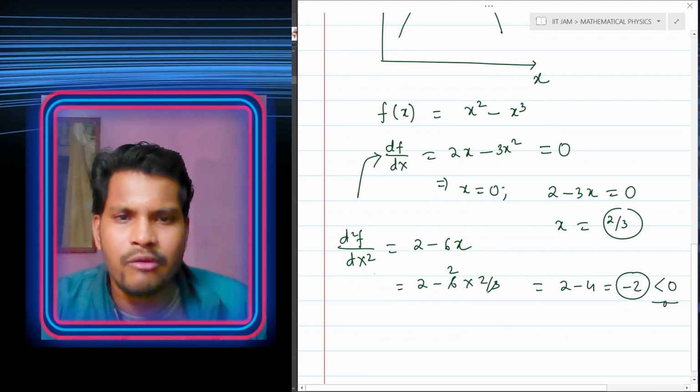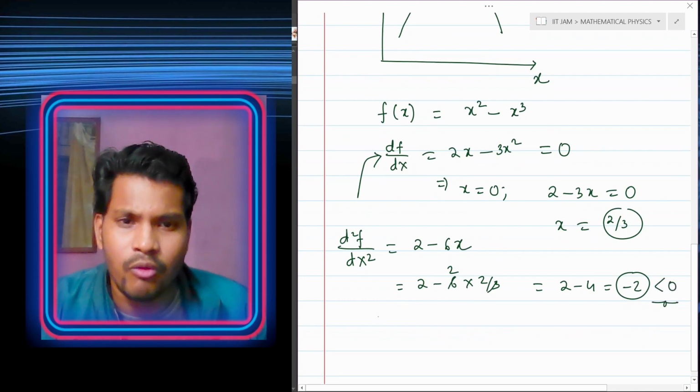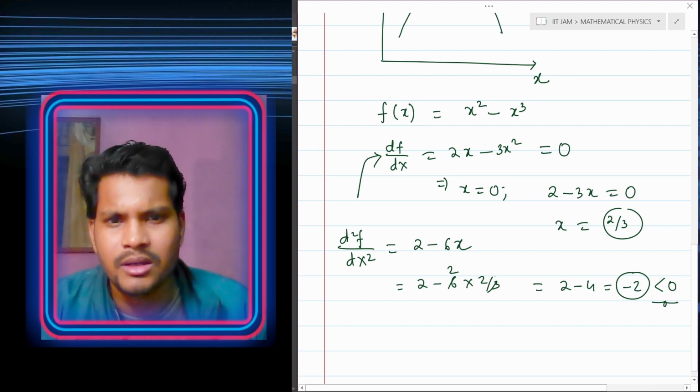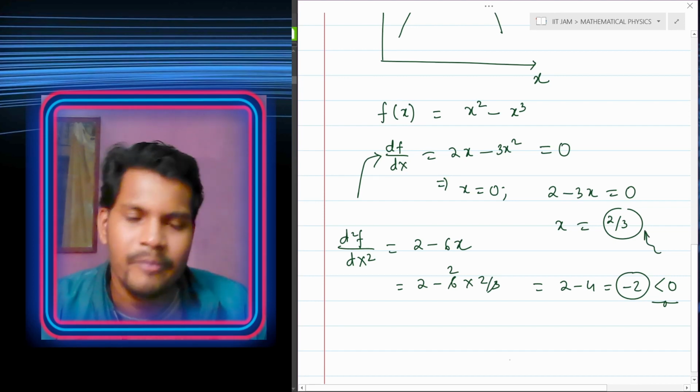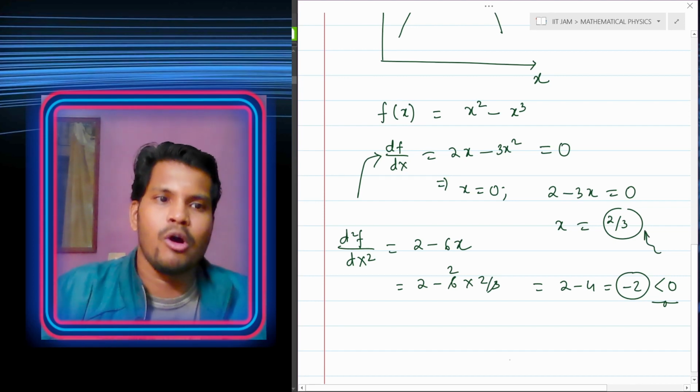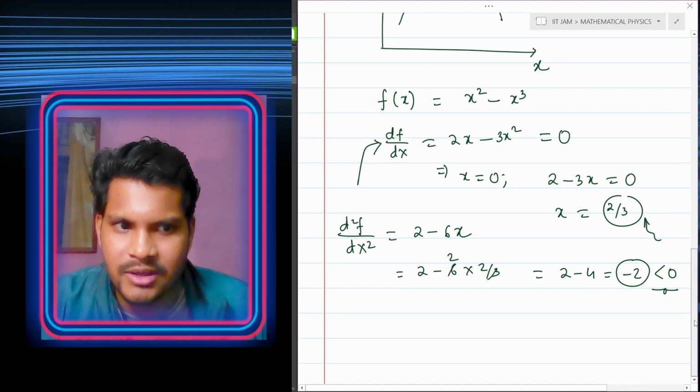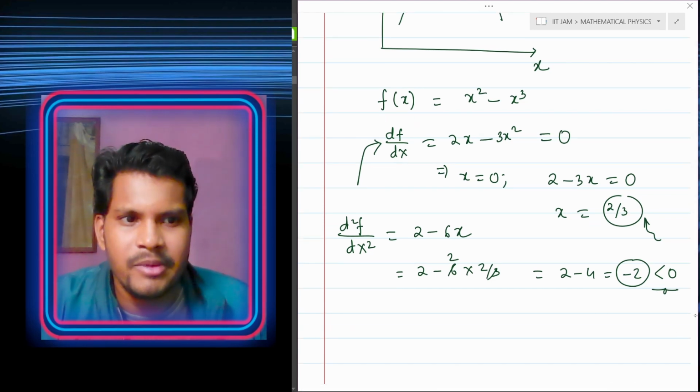Since d2f over dx square is negative, what we can learn from here is that d2f over dx square at x equal to 2 by 3 shows you the maxima. So this function is maximum at this point. That is the meaning of this.